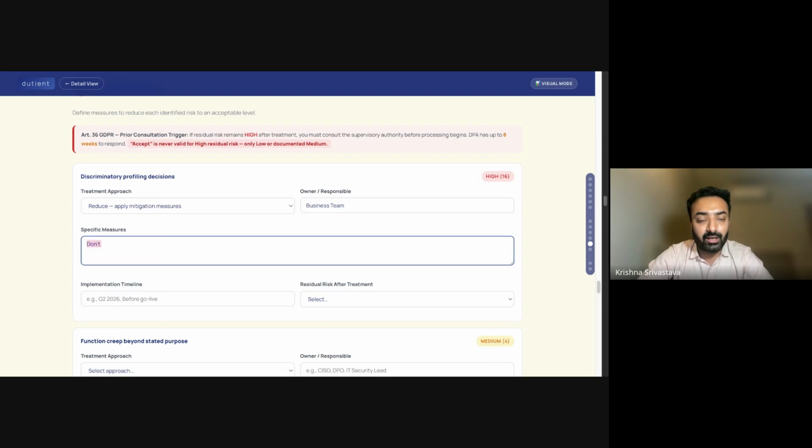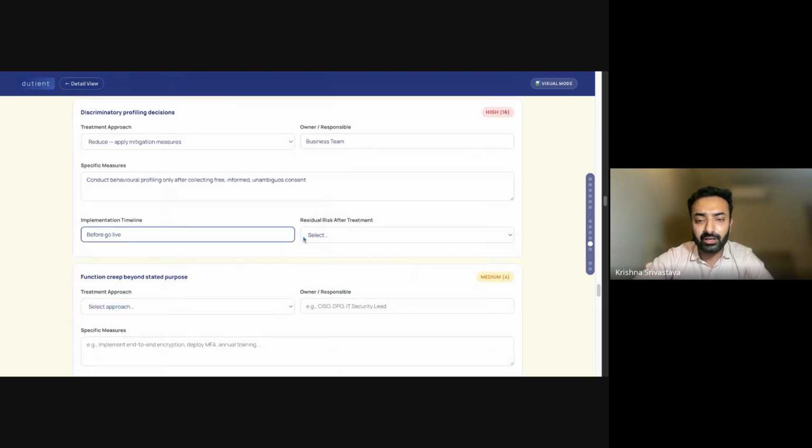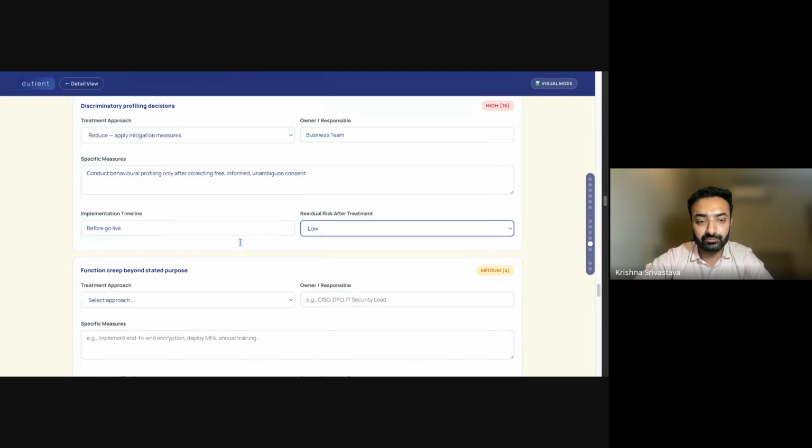Don't conduct behavioral profiling until after collecting consent. Free, informed, unambiguous consent. Implementation timeline: before go live. Residual risk after treatment: low.